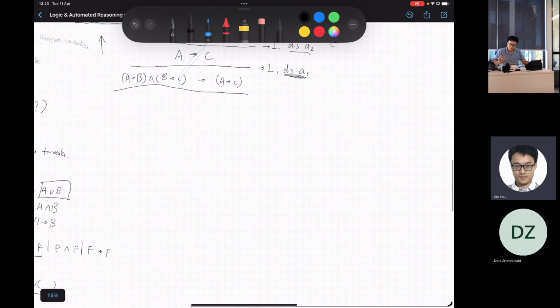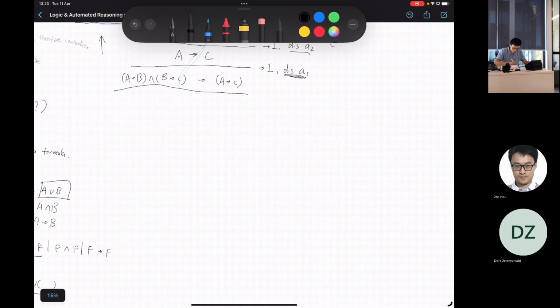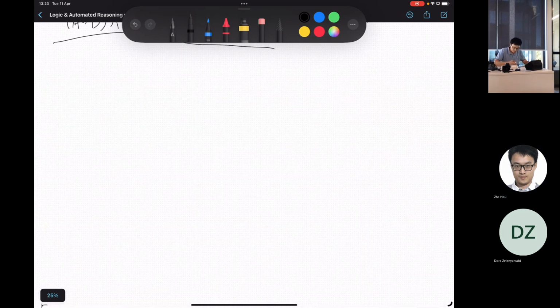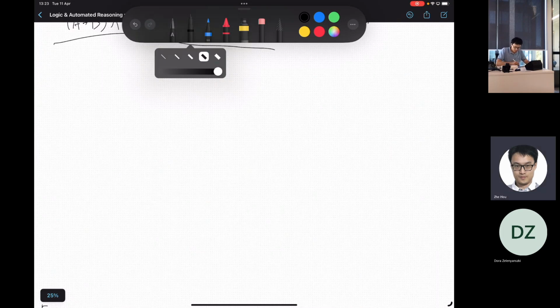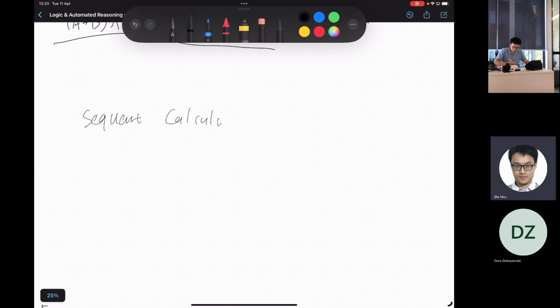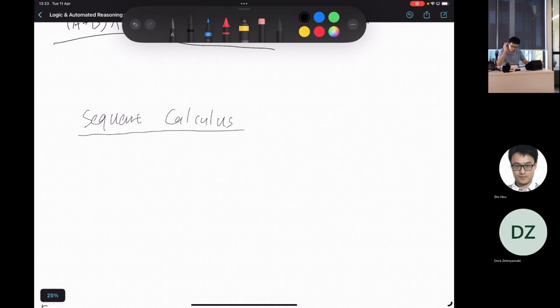So the new proof system, proof theory, is called sequent calculus. And it's invented by the same guy, Gentzen. So this guy is actually quite smart. And the sequent calculus has its own set of inference rules.